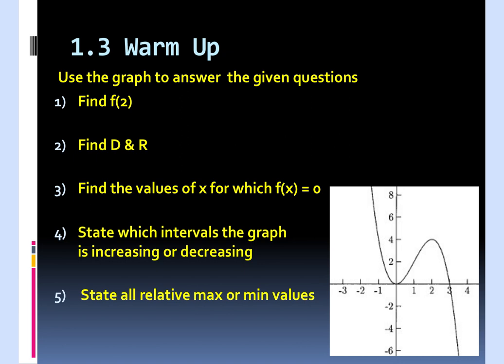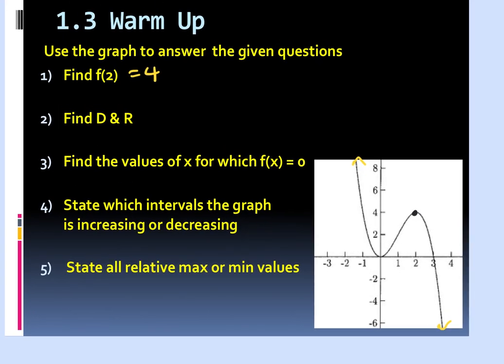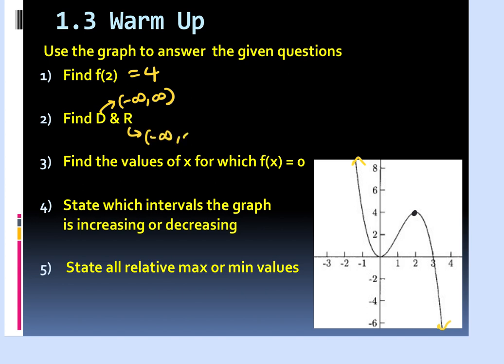All right, this says use the graph to answer the given questions. So number 1 says find f of 2. This is where the x is 2, the y would be what? 4. Okay, then it says domain and range. Remember, if it's cut off, it's assumed that these are arrows. So left and right, what would be your values? Negative infinity to positive infinity, all real numbers. And range? Bottom to top? Good. Also negative infinity to positive infinity.